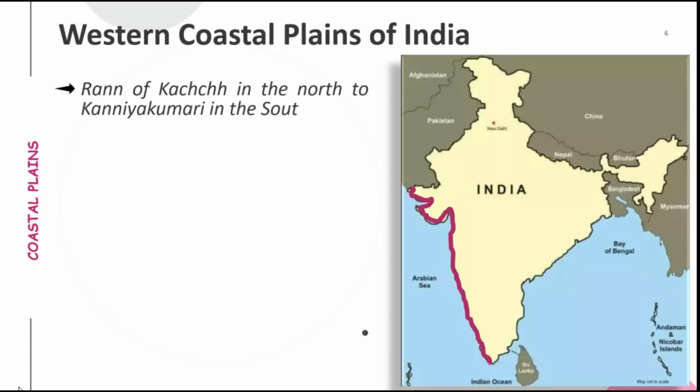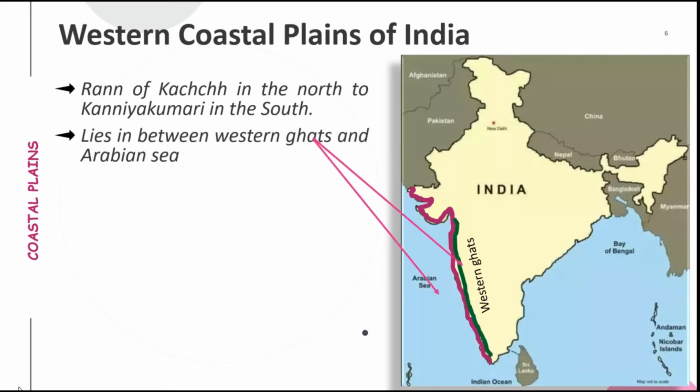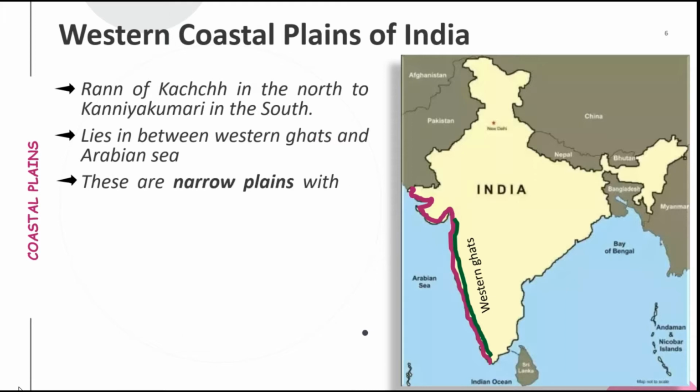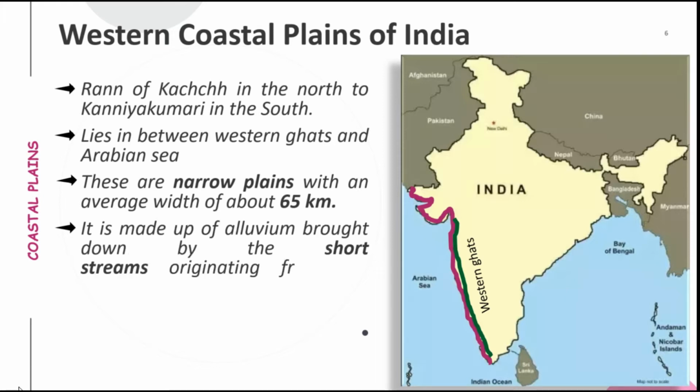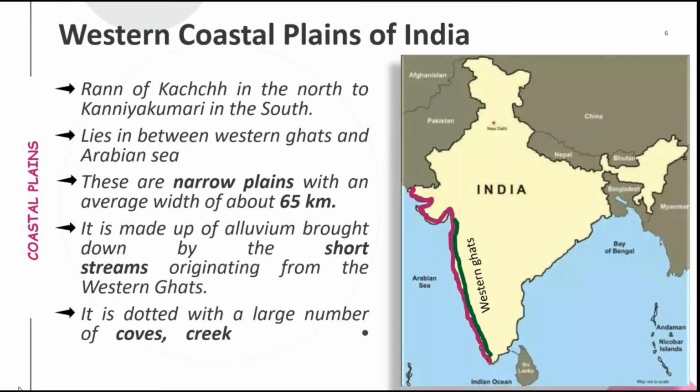The western coastal plains of India extend from Rann of Kutch in the north to Kanyakumari in the south, and lie in between the Western Ghats and the Arabian Sea. These are narrow plains with an average width of about 65 km. It is made up of alluvium brought down by the short streams originating from the Western Ghats. It is dotted with a large number of coves, creeks, and few estuaries. Coves are very small bays, and creeks are narrow sheltered waterways such as an inlet in a shoreline or channel in the marsh.